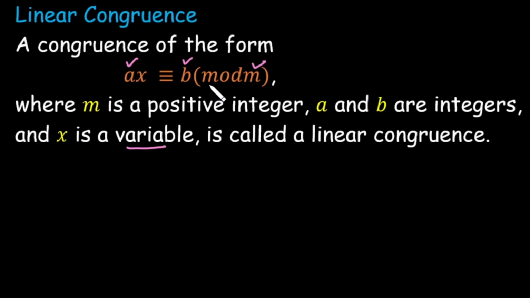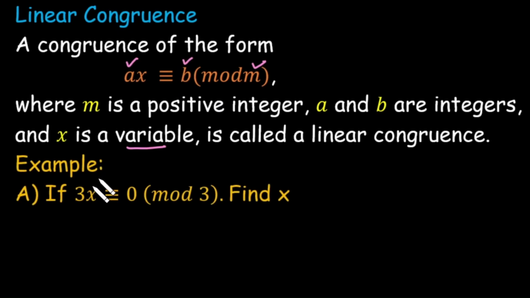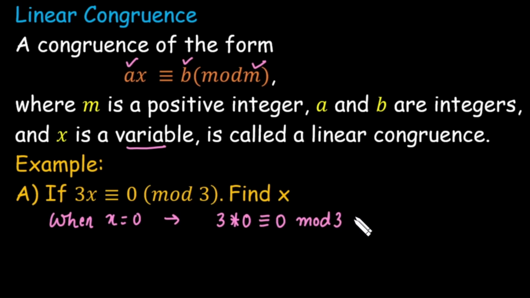Let's understand with the help of examples. Consider the first case. If 3x is congruent to 0 mod 3, then find x. To answer this, let's test values for x. When x is 0, we have 3 times 0, which is equal to 0 mod 3. Is this true? Yes, because 3 times 0 is 0, or we can say that 0 is congruent to 0 mod 3. On both sides the remainders are the same, hence this congruence is true.